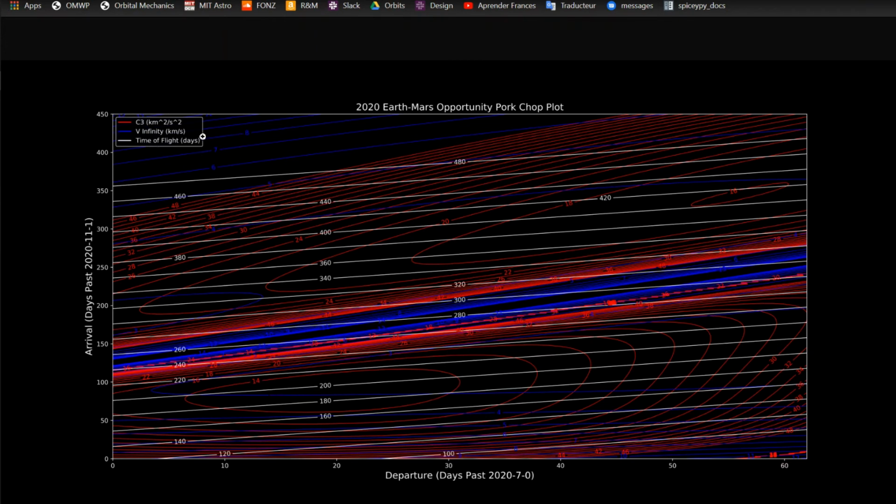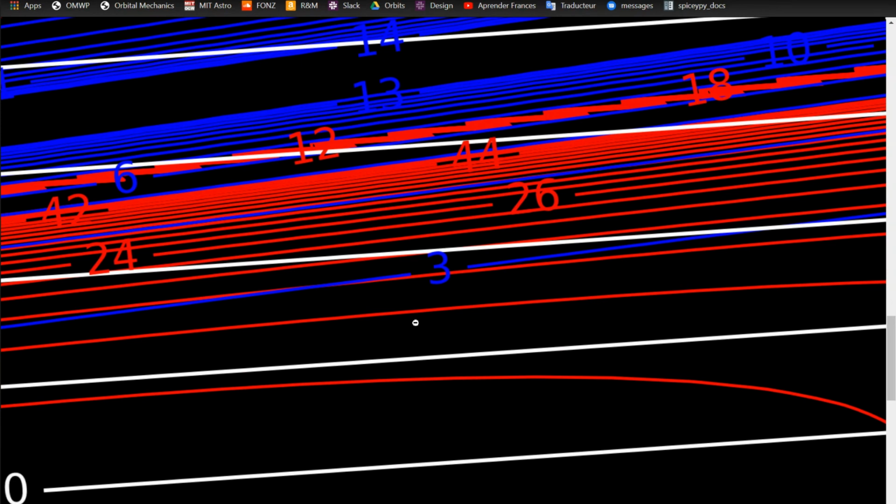And then V infinity is the blue, where V infinity is how much excess velocity you have when you get to Mars, and basically how much velocity you have to shave off in order to capture yourself at Mars. You can see your numbers here: 4, 5, 6, 7, 8. But then here is actually the smallest one on this contour plot, which is a 3. Zooming into that, right there is a 3.